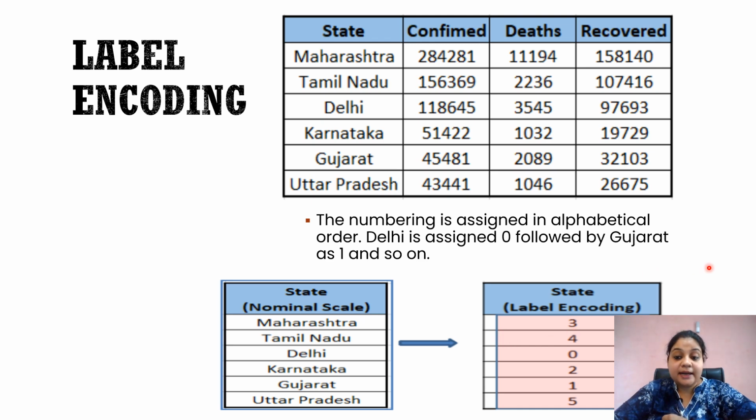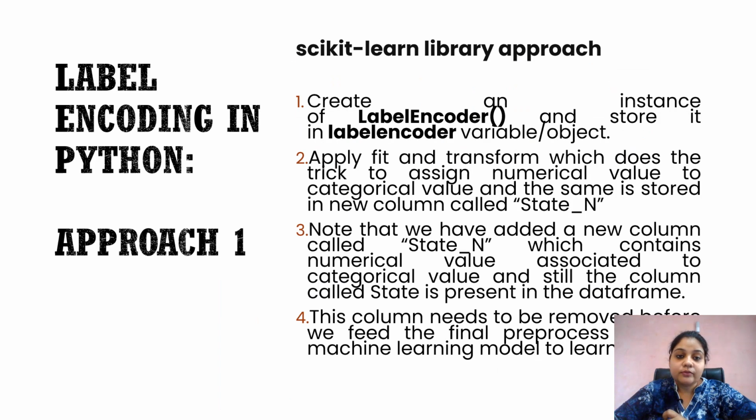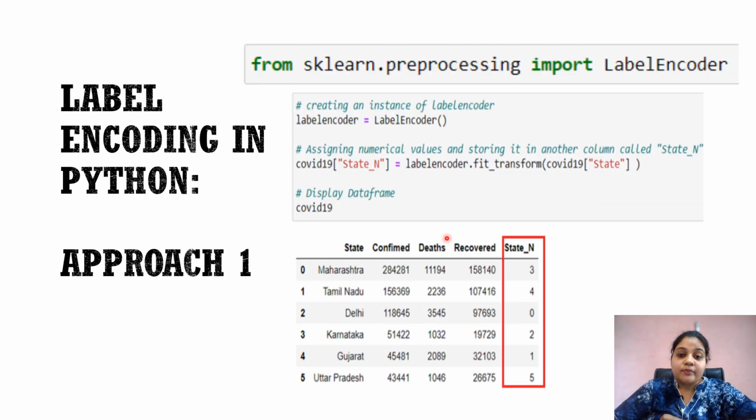So let's see the Python code to implement label encoding. The first approach to apply label encoding in Python is using the scikit-learn library. In this, we will create an instance of LabelEncoder. For that, we have to import the sklearn preprocessing library, and in this library we will import a module called LabelEncoder. After importing this module, we will create an instance of LabelEncoder, and then we will apply the fit_transform function to the state. The state is a categorical variable of the COVID-19 data frame.